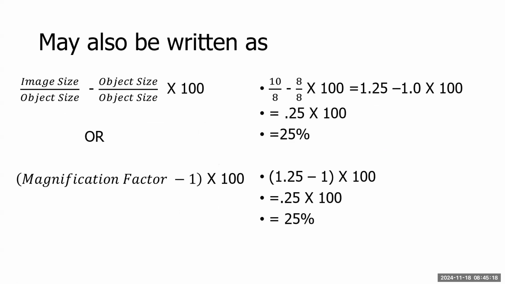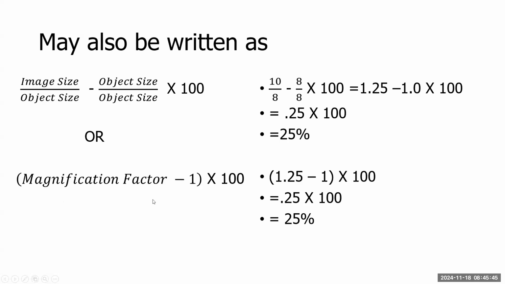There are 3 ways to write that, and they all are going to give you the same answer. It's just 3 different ways to write it. You can say image size over object size minus object size over object size, times 100. That's one way to write it. You could also say magnification factor minus 1, times 100.